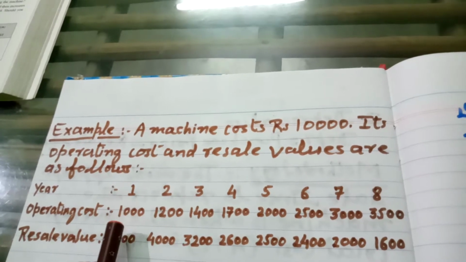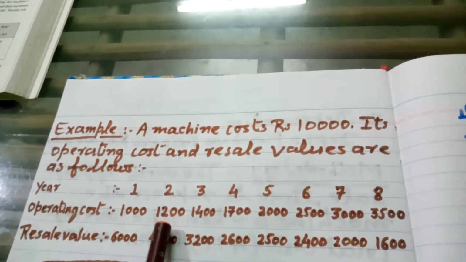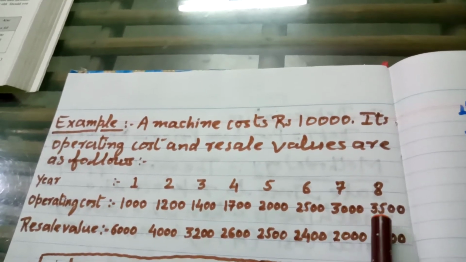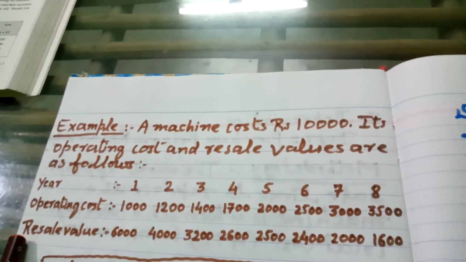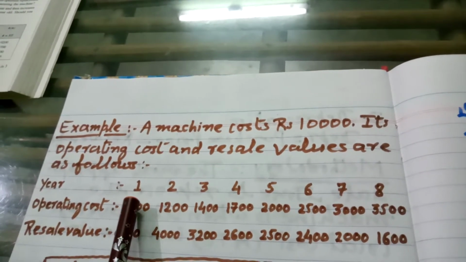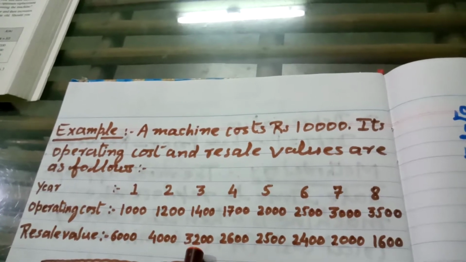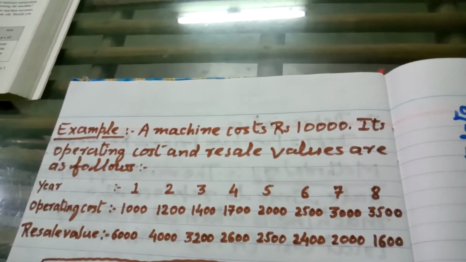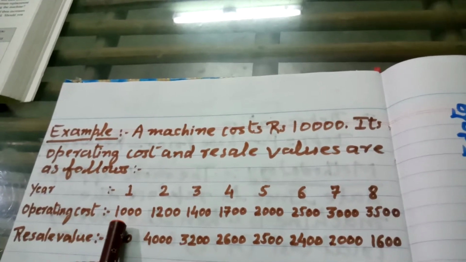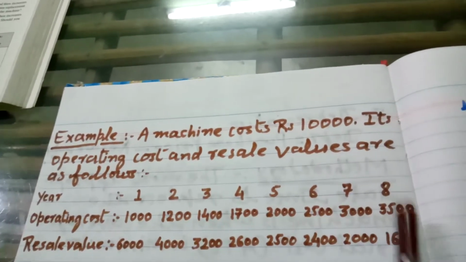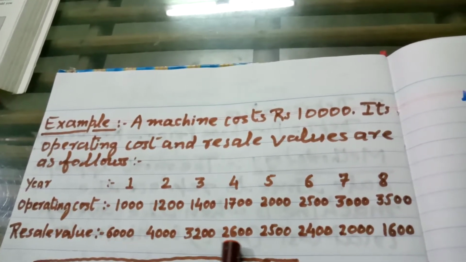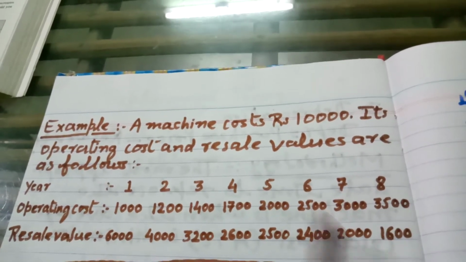For the first year it is rupees 1000, for the second year 1200, then 1400, 1700, 2000, 2500, 3000 and 3500. Then in the next row the resale values are given, that is at the end of first year it is 6000, 4000, 3200, 2600, so on and so forth. Here you can clearly see that the operating cost goes on increasing year by year, whereas the resale value of the machine goes on decreasing year by year.